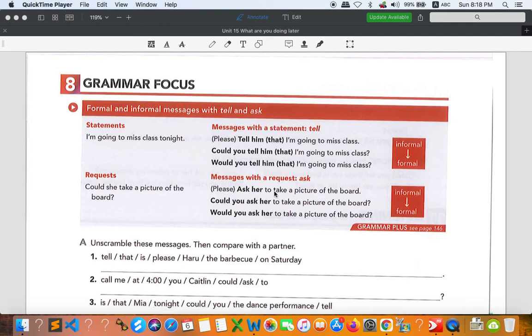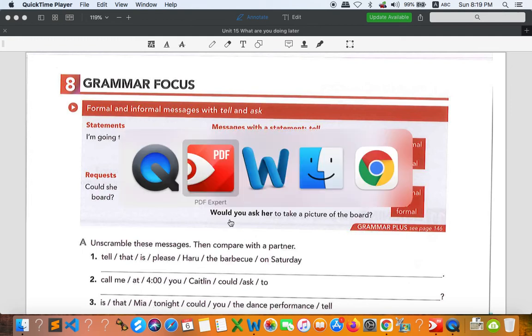Ask her, you can say ask her to take a picture of the board. All right. And could you ask her to take a picture of the board, or would you ask her to take a picture of the board? Okay, so we have 3 different ways. The same thing like message with statement. So the request also the same thing. We have please, could, or would. All right. So let's study about the forms of them, okay?